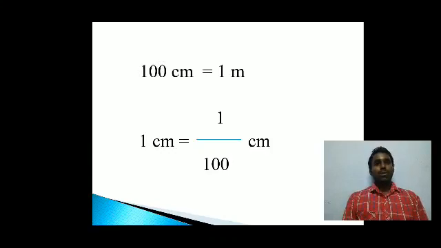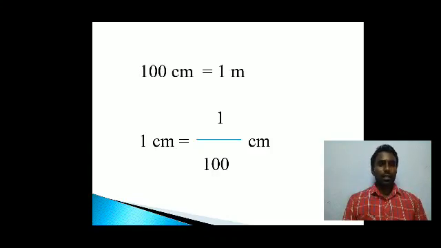Not only cloth shops, even the tailor measures using a tape. He also measures this much centimeter, this much meter. So we have to know the relation between meter and centimeter, and from that we can solve some problems. First, 100 centimeter is equal to 1 meter.